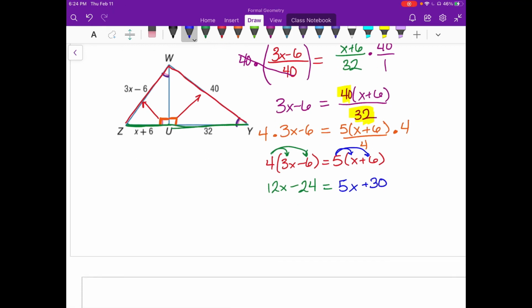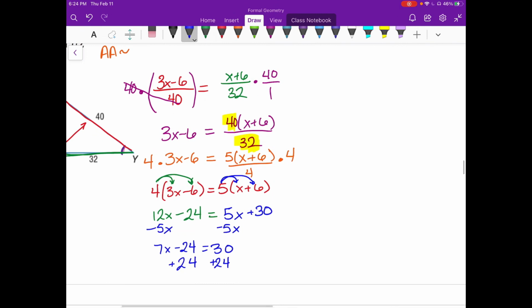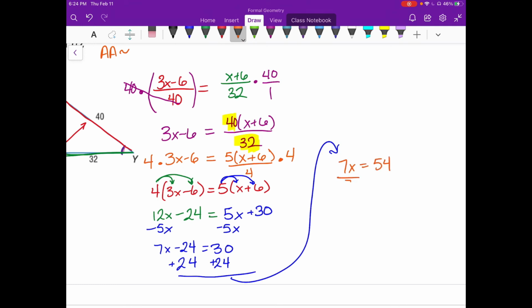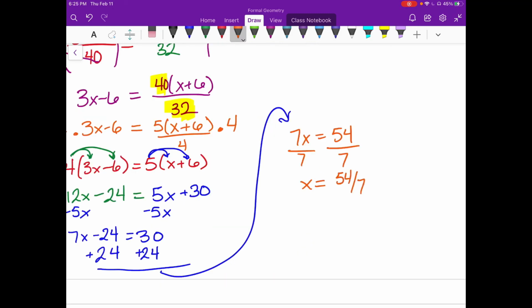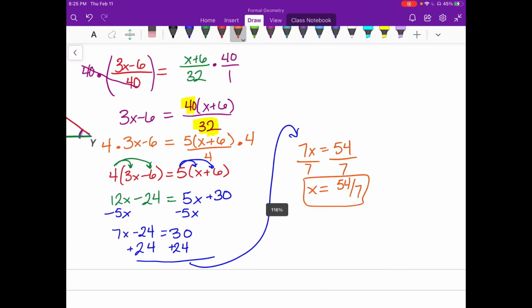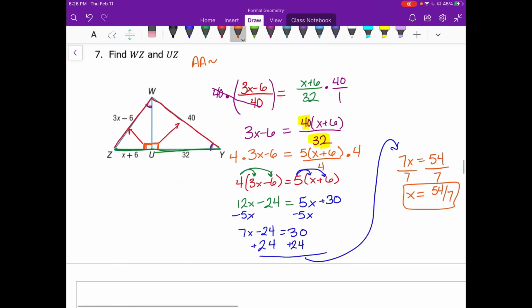And now we just solve for x. I'm going to subtract 5x from both sides. So I get 7x minus 24 equals 30. Add 24. So I get 7x equals 54. Divide by 7. x is equal to 54 over 7, which isn't a great number, but that doesn't reduce anymore, so I'm just going to leave it like that. So that's my x. It's not asking for x, though.